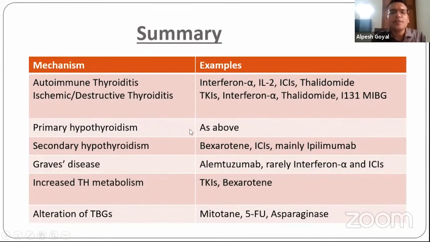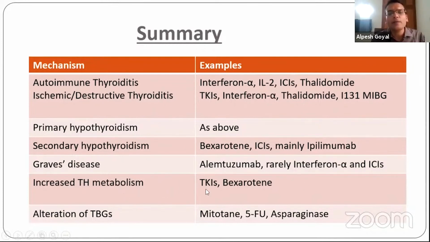Primary hypothyroidism preceded by a phase of thyrotoxicosis can be seen with all the above agents. Secondary hypothyroidism is mainly a side effect with bexarotene, but also seen with immune checkpoint inhibitors, mainly anti-CTLA4 ipilimumab. It has also been described with mitotane and octreotide to some extent. Graves' disease is a major adverse event with alemtuzumab during the immune reconstitution phase, but rarely described with interferon alpha and immune checkpoint inhibitors.